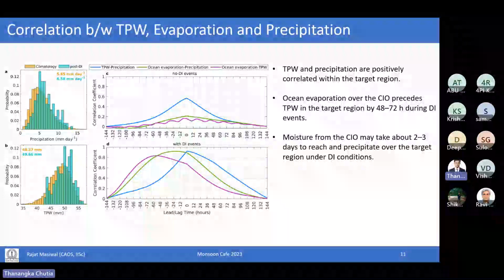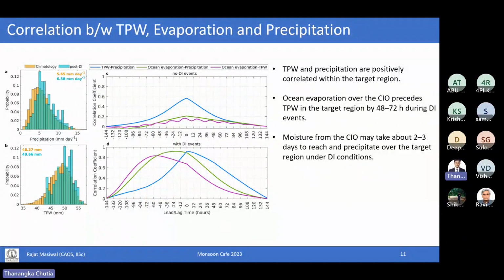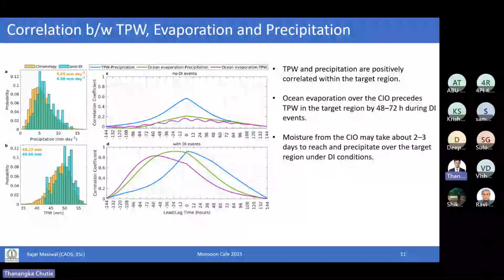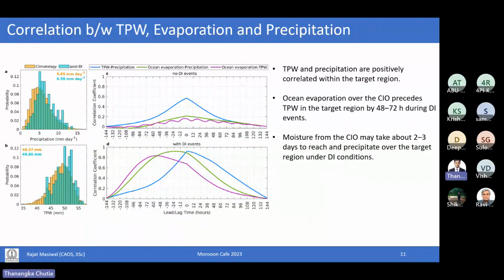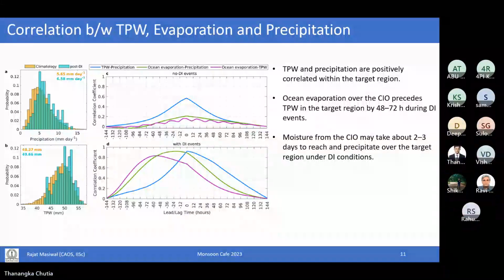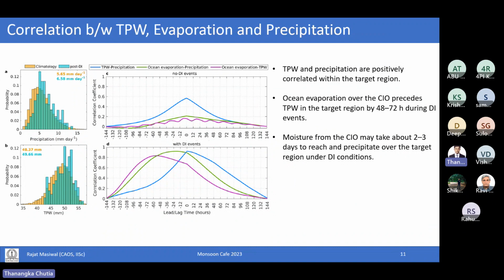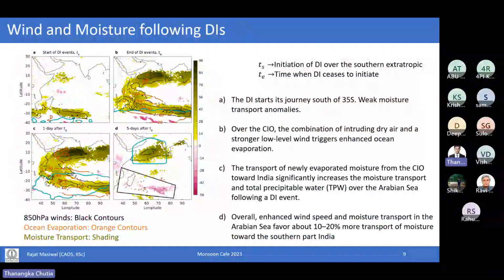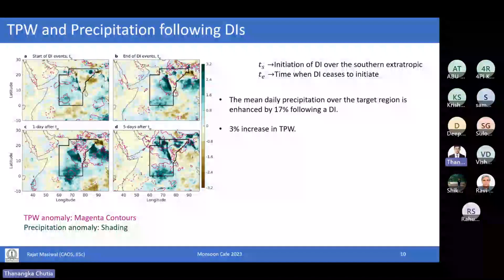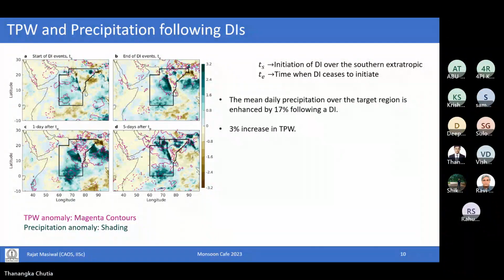And this is an important plot, which shows that when there are no DI events, there is a strong correlation between precipitable water and precipitation, which is obvious in a way. But the lag correlation between ocean evaporation and precipitation, as well as ocean evaporation and total precipitable water, is very small. By the way, the ocean evaporation is selected in the central Indian Ocean region, so this black box. The evaporation values are taken from here, whereas the precipitation as well as the precipitable water values are taken from this black box.